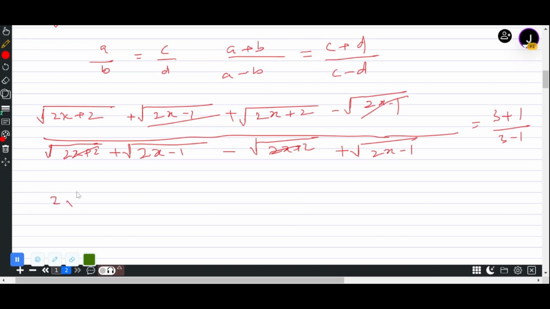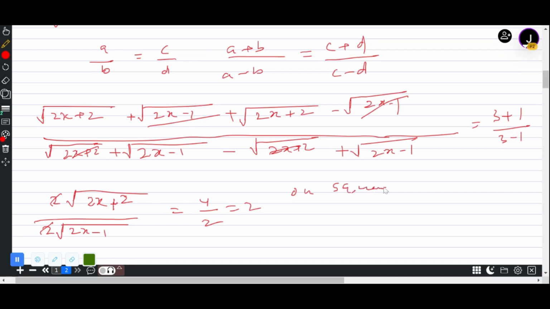The denominator will be root of 2x plus 2 plus root of 2x minus 1, okay, minus root of 2x plus 2, where the previous denominator will be minus, minus will become plus. Okay. So what do you observe here? This thing gets adjusted with this thing. This thing gets adjusted with this thing. Okay. So that is equal to 3 plus 1 divided by 3 minus 1. The RHS side is 3. Right. So what is left above here?